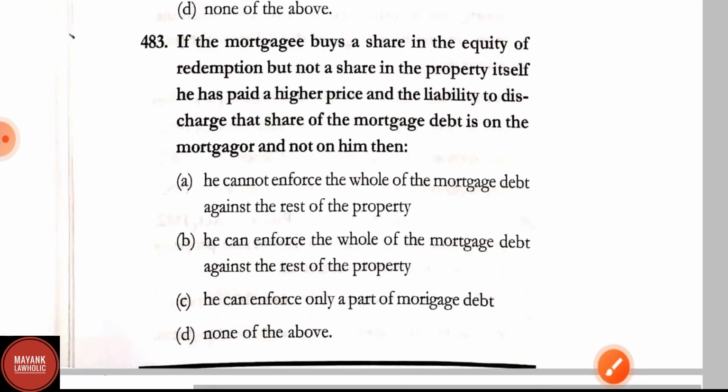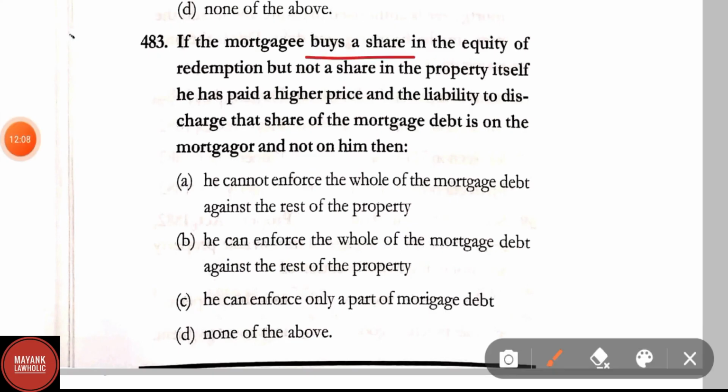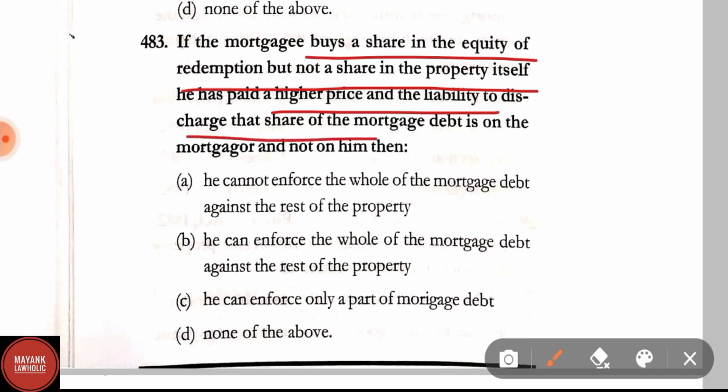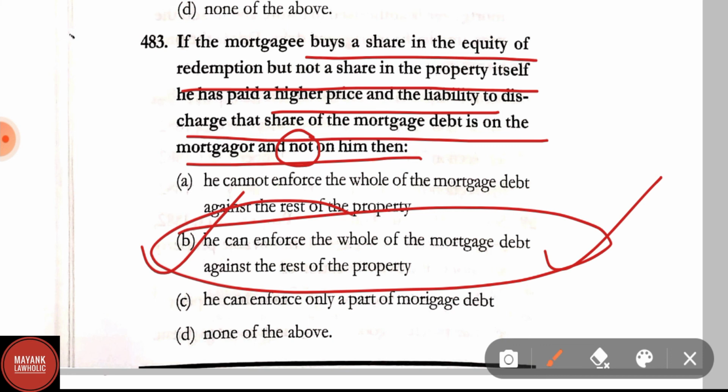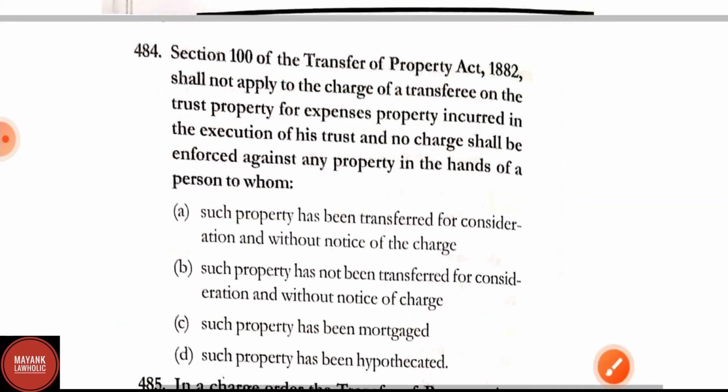Question number 483. If the mortgagee buys a share in the equity of redemption but not a share in the property itself, he has paid a higher price and a liability to discharge that share of mortgage debt is on the mortgagor and not on him. Then option A, he cannot enforce the whole of the mortgage debt against the rest of the property. Option B, he can enforce the whole of the mortgage debt against the rest of the property. Option C, he can enforce only a part of the mortgage debt. And option D, none of the above. Here correct answer is option B, he can enforce the whole of the mortgage debt against the rest of the property. Question number 484.